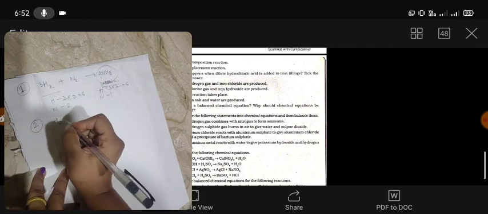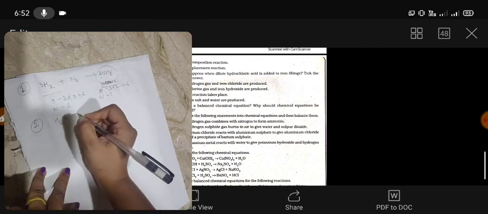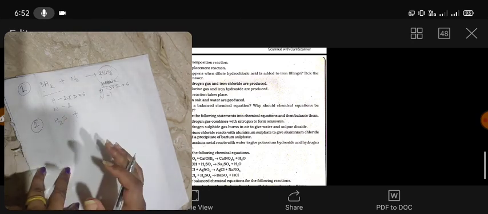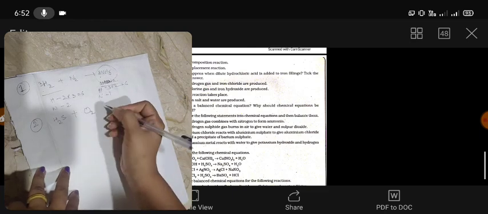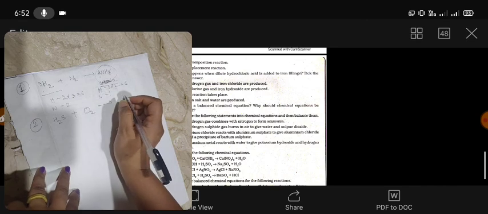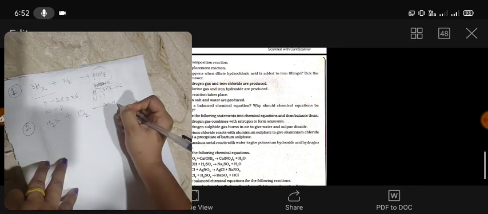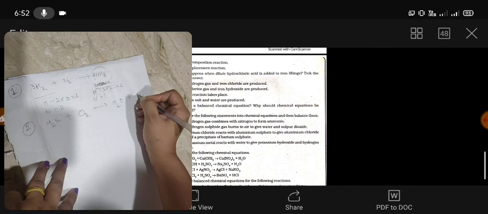So let's take second question. Hydrogen sulfide plus oxygen. Hydrogen sulfide gas burns in air. Air has all kinds of particles, but when the burning process happens, it happens in the presence of oxygen. So when it burns in air means it reacts with oxygen, gives water and sulfur dioxide. It forms water and sulfur dioxide.